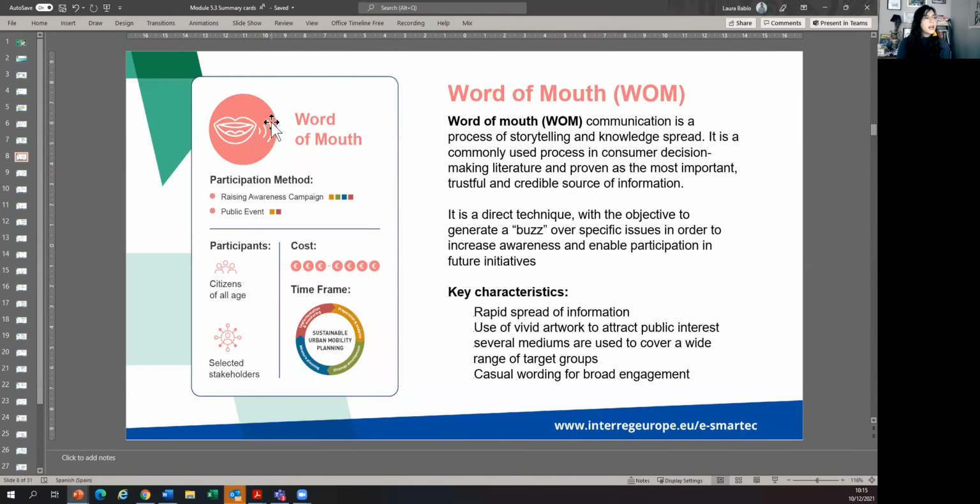So in each of the cards, what you find is, well, the technique and the method. What are the participation methods for the techniques that are related to it? In this case, it would be the raising awareness campaign and the public event. And then you also find some colors. The colors indicate what are the appropriate SUMP phases that they can be used for. For example, the public event is really for the first phase and the fourth phase, whereas the raising awareness campaign can be used in the 4 stages of the SUMP.